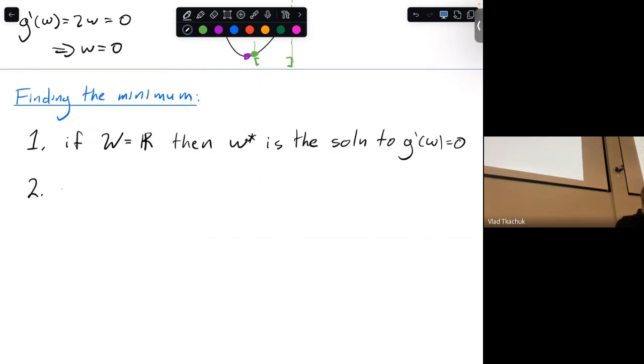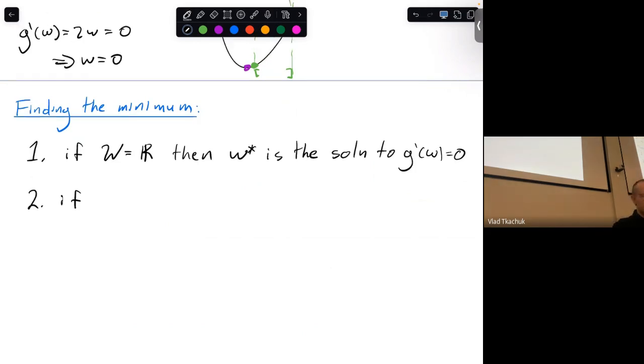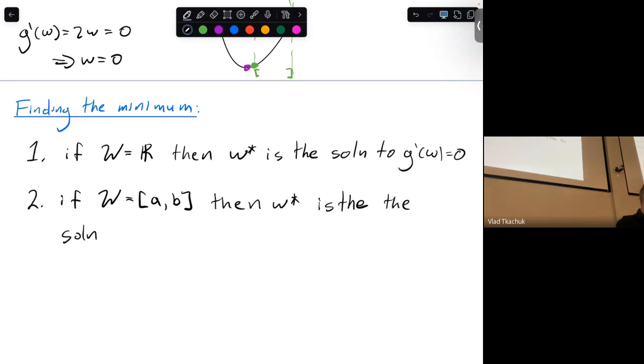Yeah, and once again, we've assumed things are convex, right? So there's no local minimums living somewhere else and things like this. So if instead this is an interval, and of course you could have unions of intervals and so on, but we won't encounter that. Well then, W star is still the solution of this thing if W star is in W.